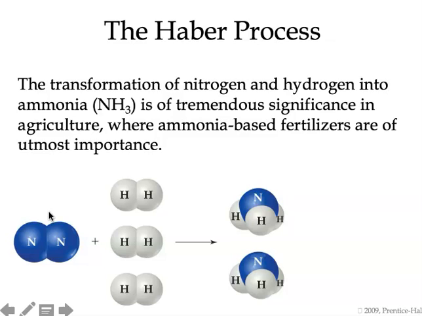So let's talk about probably the most important equilibrium process in the universe here. And quite honestly, that arrow right there should be the double arrow, going both ways. That's the Haber process, which is used to fix nitrogen, right, to turn it into ammonia.